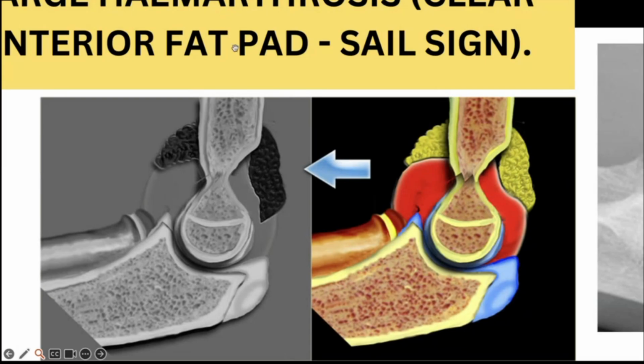You have a lipohemarthrosis. So you have trauma, you have a fracture to the bone, and then the bone bleeds. And as it bleeds, it fills the joint with hemorrhagic contents. Same thing happens in the shoulder. Same thing happens in any joint.